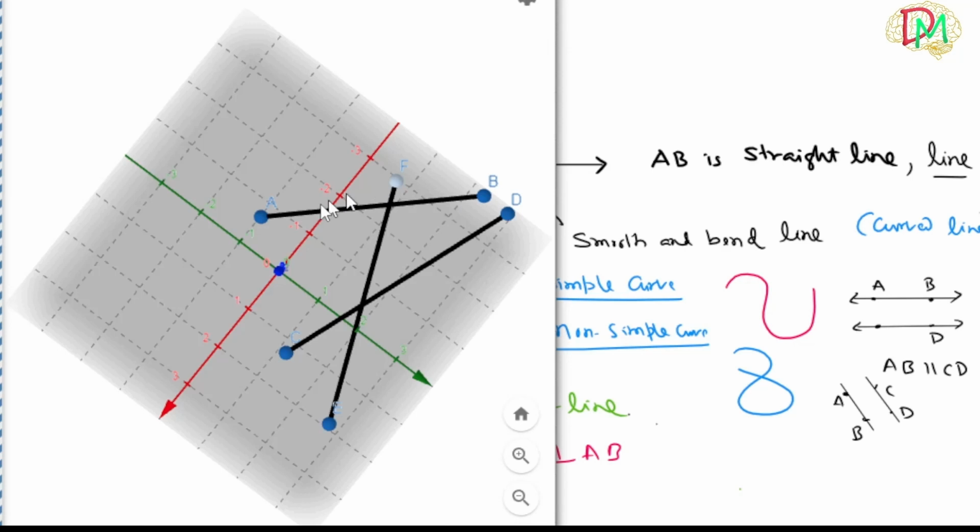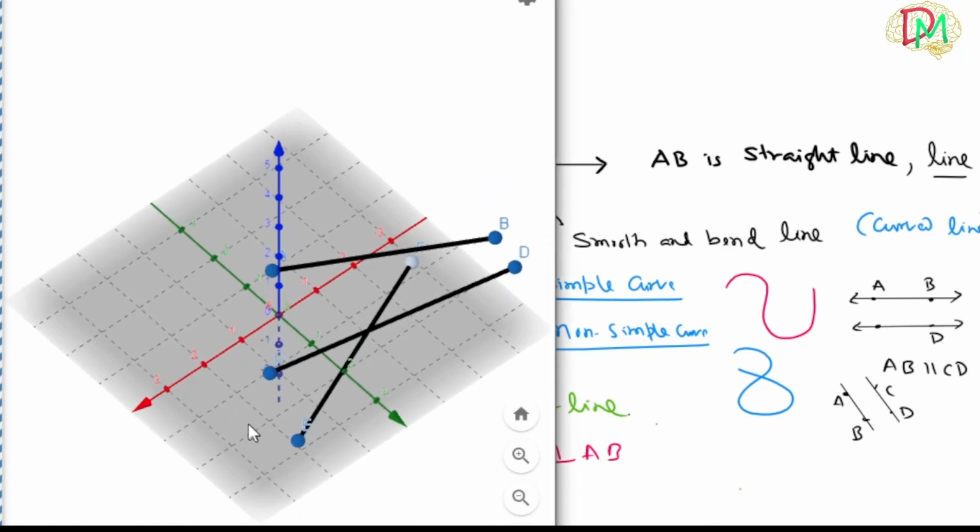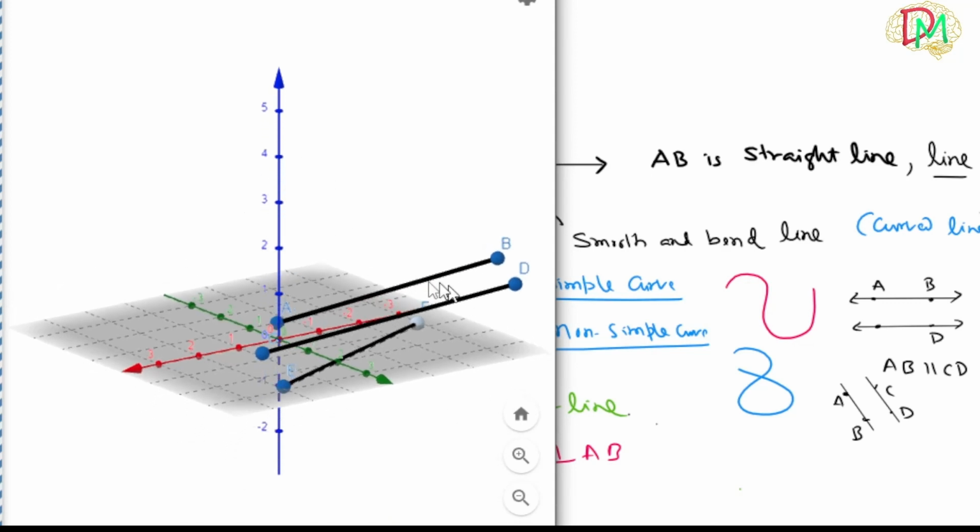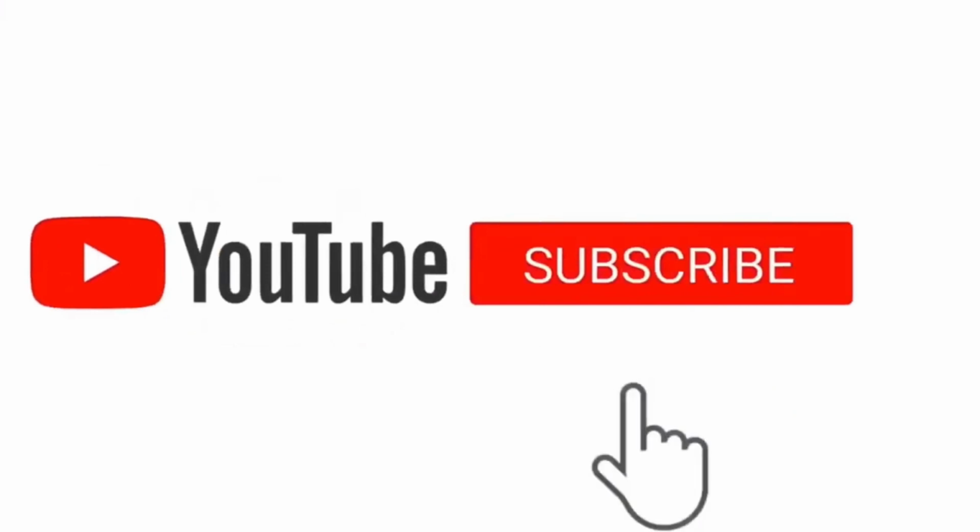Let's take this example. From this top view, it looks like line EF is transversal to AB and CD, but actually they are not. Why? Now look at this. They lie in different planes. That is the reason they actually don't cross each other. Means this EF line does not cross AB and CD. So we can say that EF cannot be the transversal of AB, and this is the end of this video. Thank you for watching.